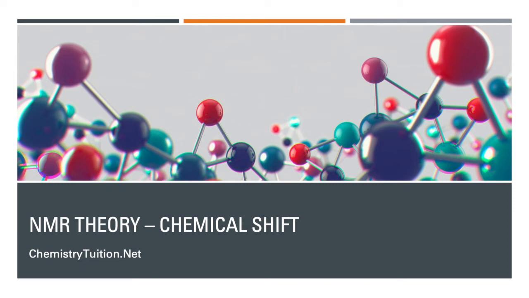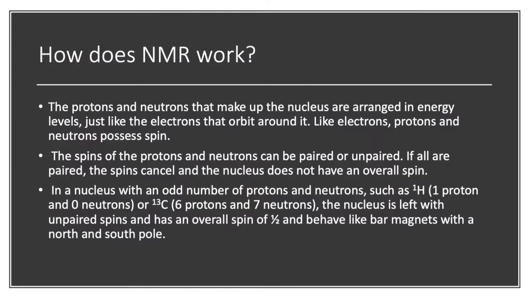In this video, we're going to go through some theory behind NMR. We look very much at how we can analyse the spectra in the A-level course, but we don't really consider how NMR works, why we get these signals, and what chemical shift is actually telling us. Why do different hydrogen nuclei have different chemical shifts? So how does it work?